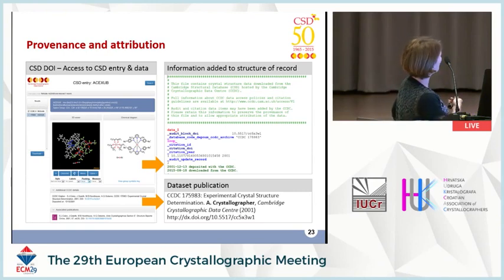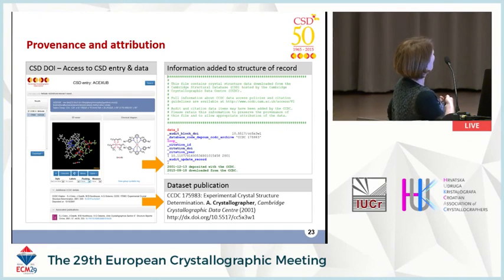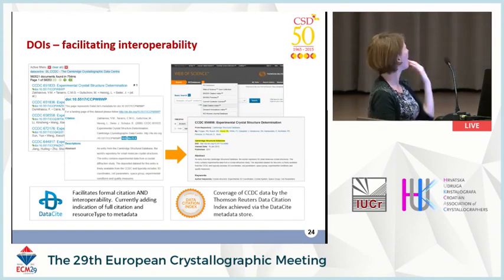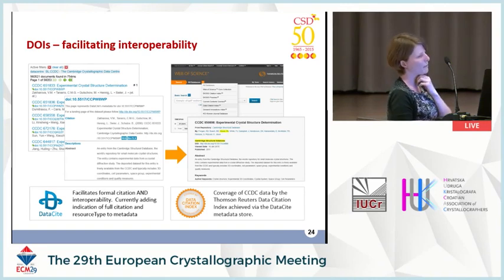When people download data from CCDC, we also add some key metadata into the downloaded file. So we add things like the CSD DOI, so people can get access to more information, the publication information, and when it was deposited and downloaded. Assigning DOIs means that we can link to other services as well and facilitate interoperability.